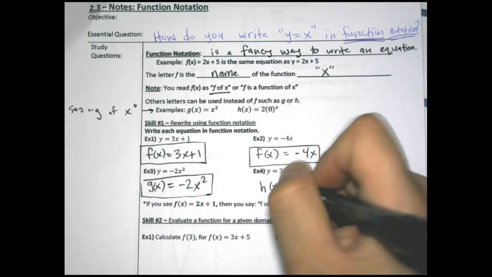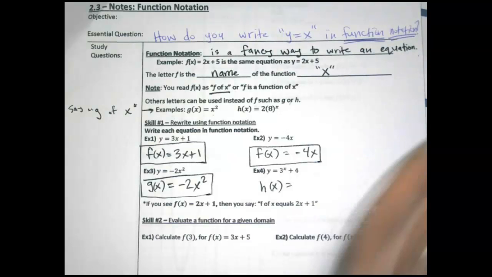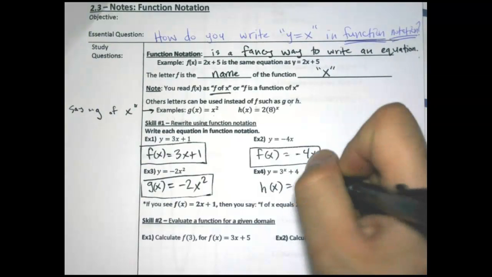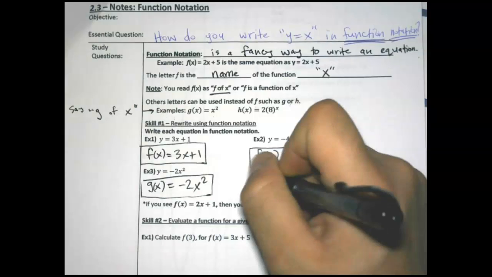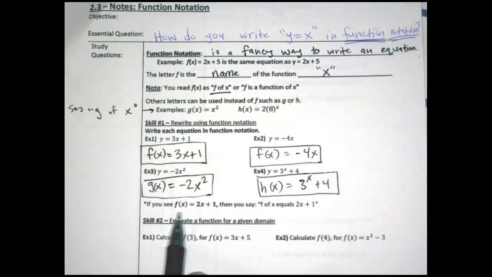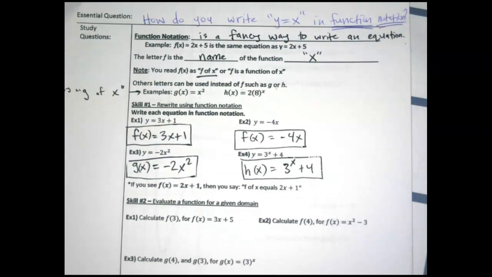H of x. Right? So all you need to do is change y to function notation. It really doesn't matter which letter you choose. H of x equals 3 to the x power plus 4. That's all we had to do on those. Again, if you see y equals 2x plus 1, then you say f of x equals 2x plus 1. Now, the next part is just substitution, guys.